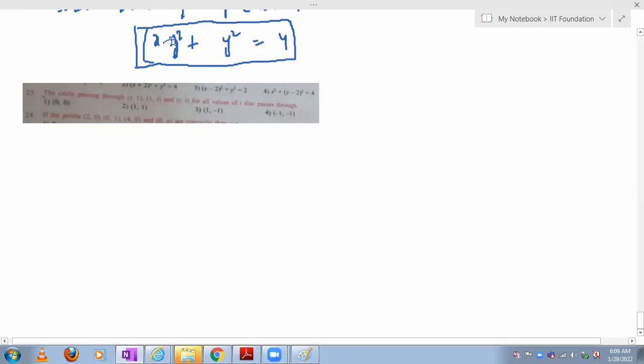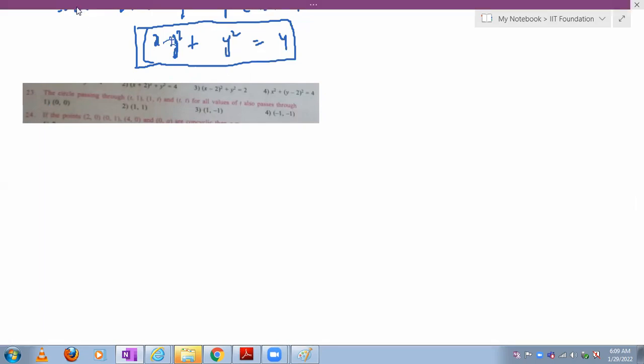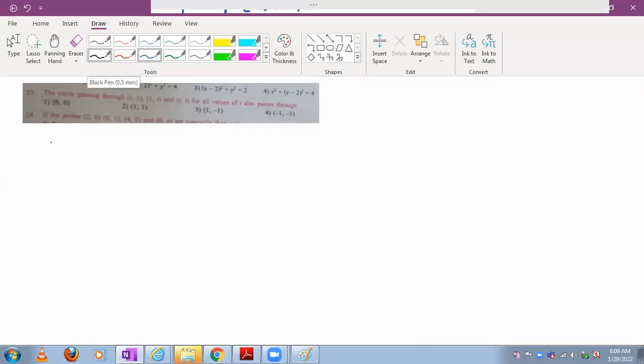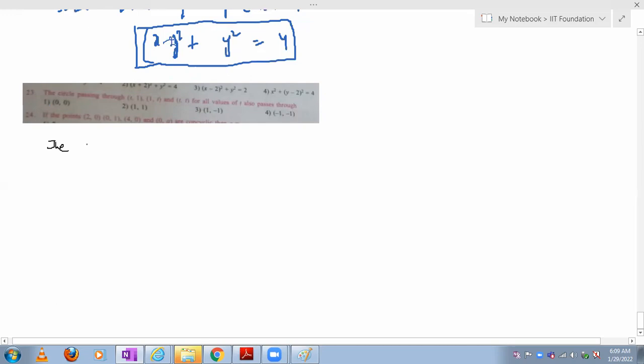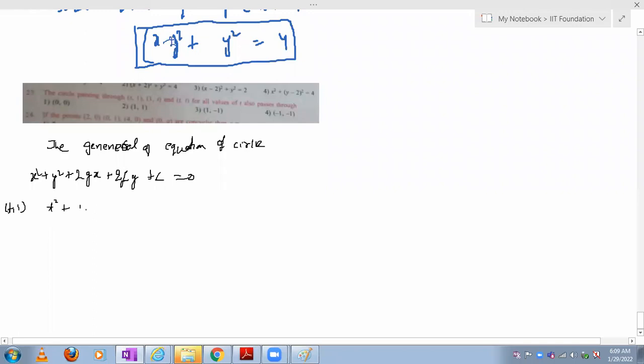Okay, let's see. The required equation of circle: the general equation of circle is x square plus y square plus 2gx plus 2fy plus c is equal to 0. Substitute the first point (t, 1): t square plus 1 plus 2gt plus 2f plus c is equal to 0.